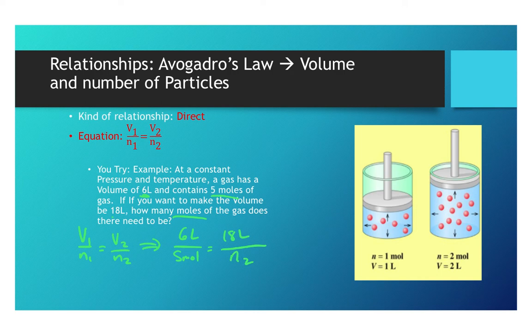Following the same pattern we have been, we cross multiply and divide. So this gives us 5 moles times 18 liters equals 6 liters times N2. In order to solve that, I'm going to divide both sides by 6 liters. The 6 liters cancels on this side, and so we end up with N2 equals 15 moles.